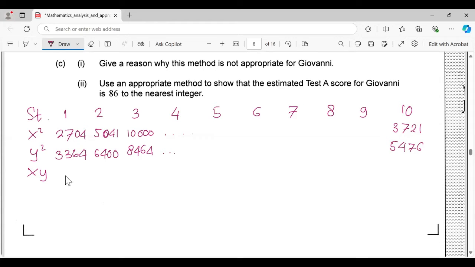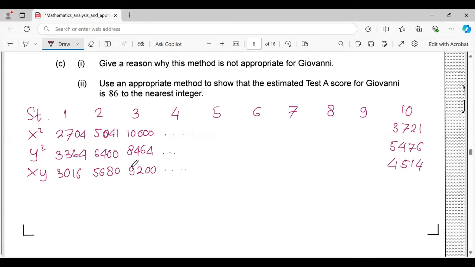Next, x multiply y. 52 times 58, 3,016. 71 times 80, 5,680. 100 times 92, 9,200. So on, you can calculate till 4,514.